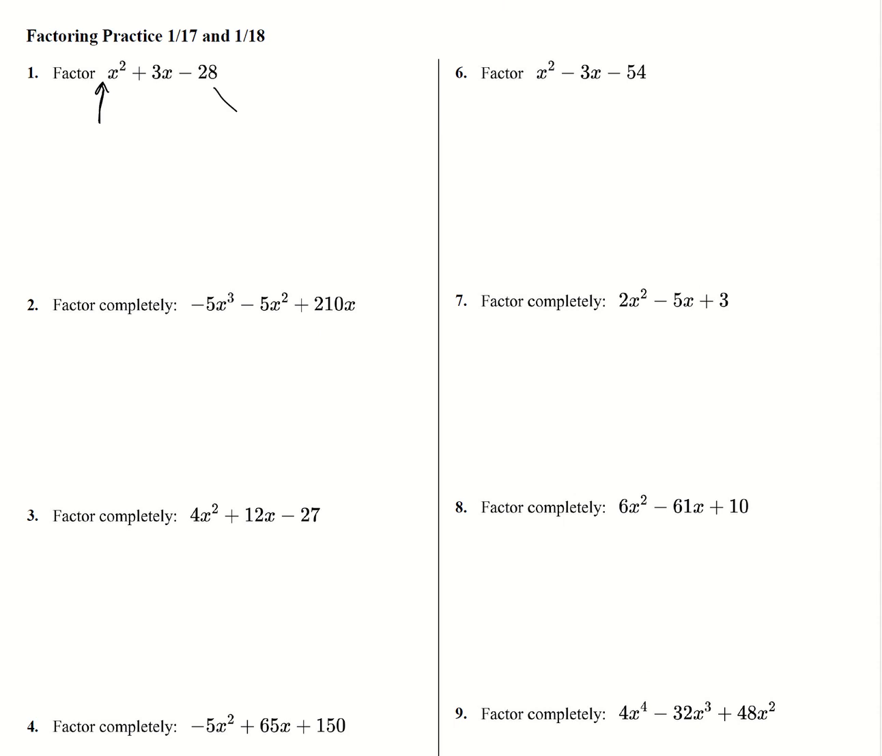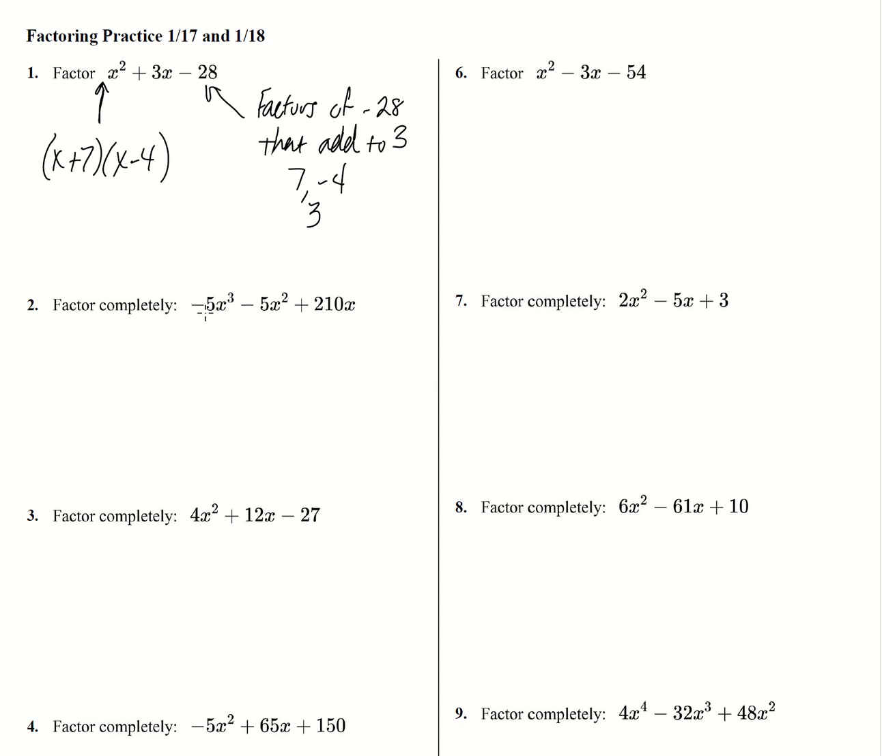In that case, all we need to do is find factors of negative 28 that add to 3. In this case, it's going to be 7 and negative 4. 7 times negative 4 is negative 28. 7 minus 4 is 3. And so to factor this expression, you just have to do x plus 7 quantity, x minus 4. And that's going to be your answer. So those are the most straightforward.